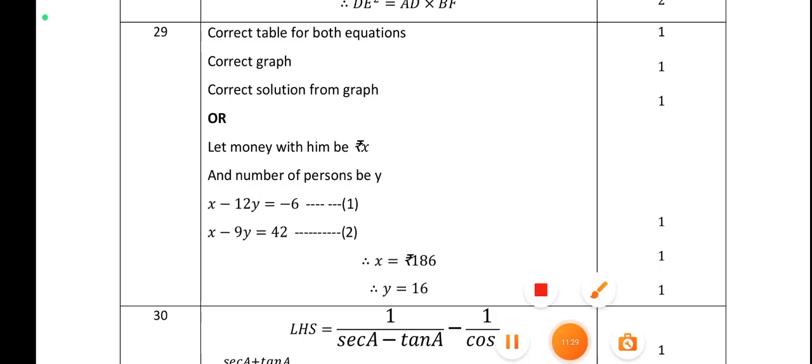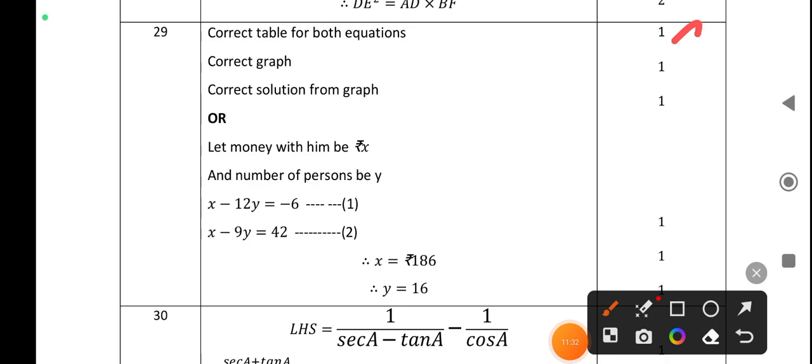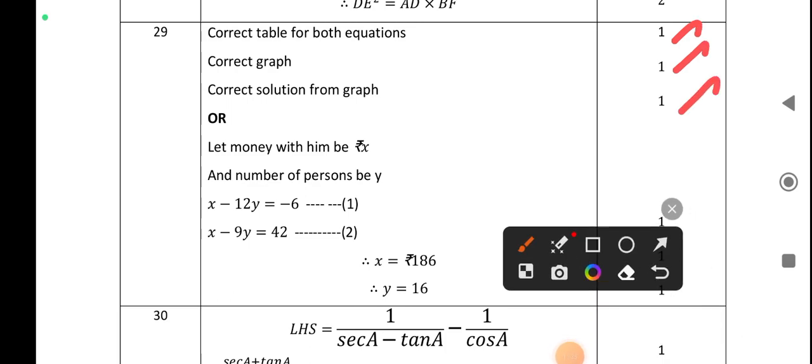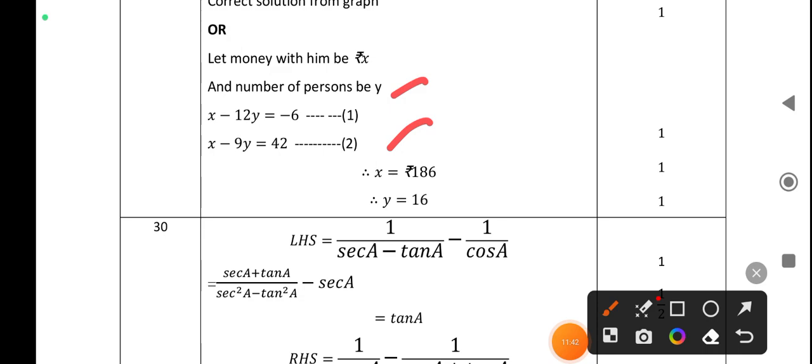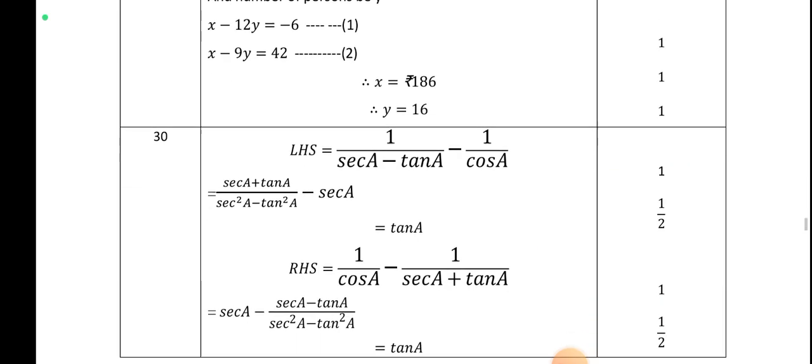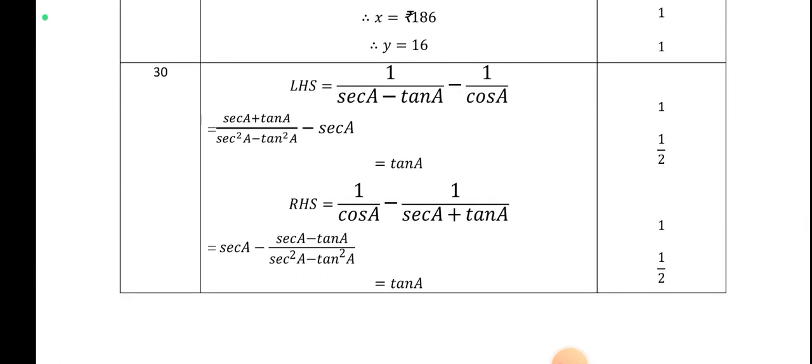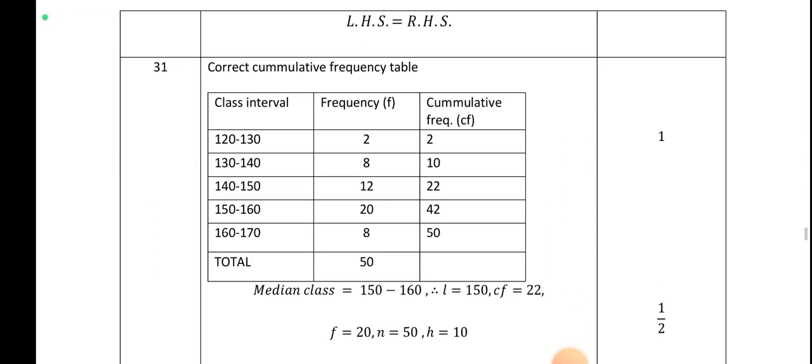In the board exam also you may get it like this: a correct table for both equations, correct graph, correct solution. So how you do it matters a lot. Then you have the word problem. See, they have given an equation, doing it correctly gets marks, x value, y value. The x value has 1 mark and the y value 1 mark. Solve this properly, children, and you will get the answer. If you have doubt in the sum, you can ask me.